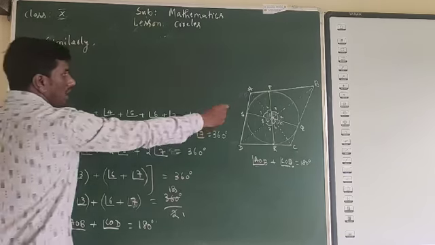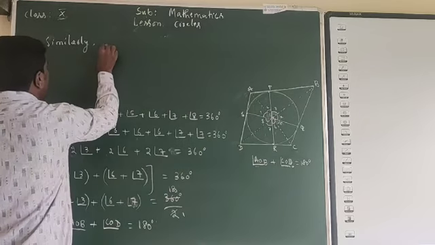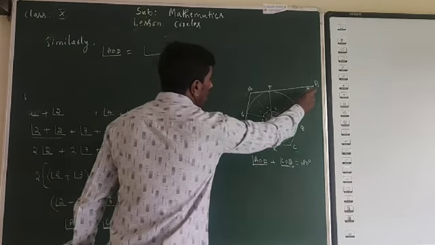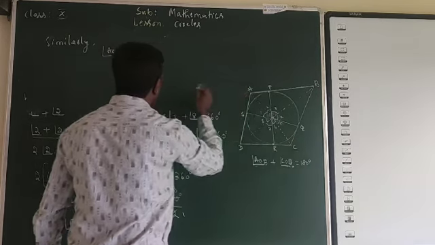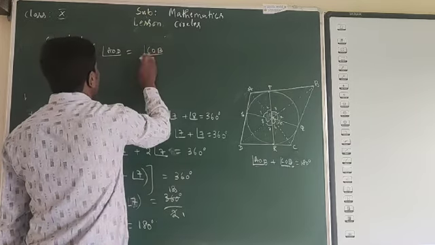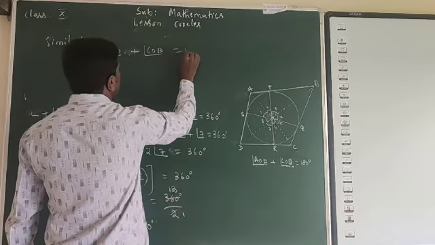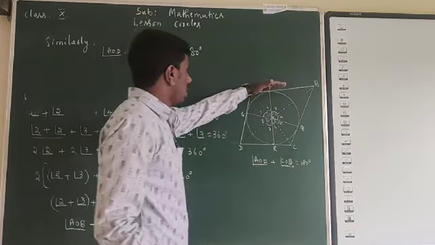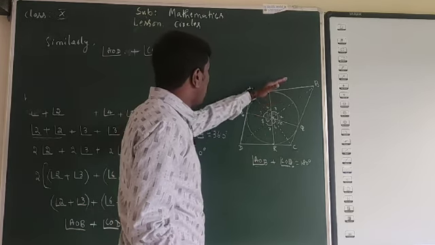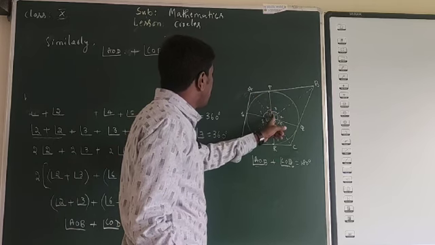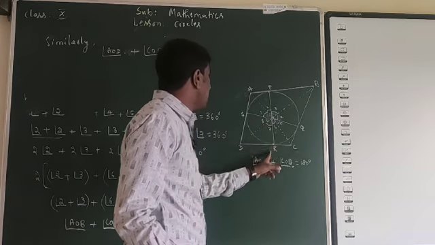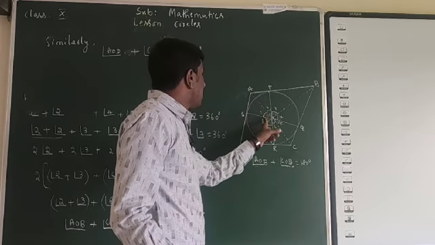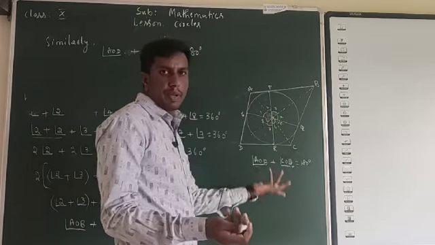Similarly, we can say angle AOD plus angle BOC is equal to 180 degrees. Supplementary, right? So these two are opposite sides. Those two opposite sides of a quadrilateral subtend angles at the center that will be supplementary. Those two sides also subtend angles at the center that will be supplementary.